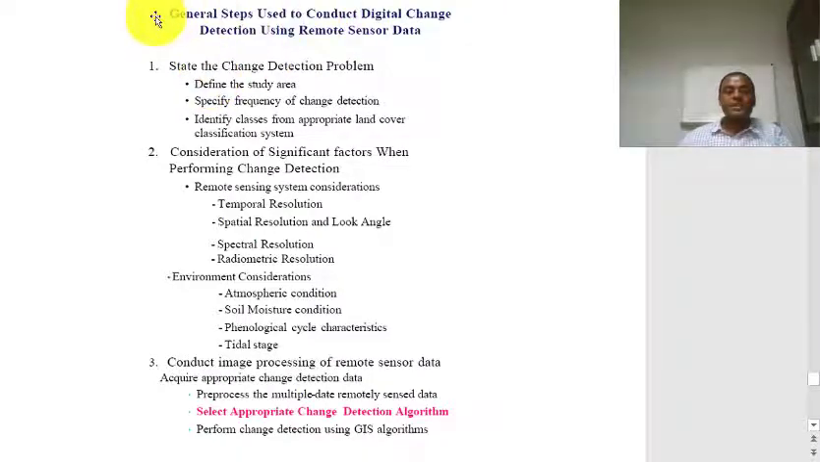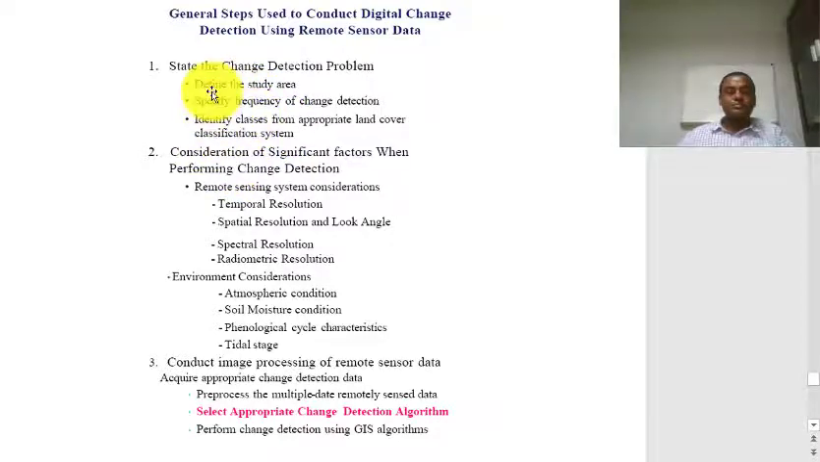There are a couple of steps that you need to follow in digital change detection analysis. The first thing you need to do is state the change detection problem. What's the problem of the change? Do you want to explain how urbanization is expanding, or do you want to explain forest loss or something like that? So you have to state that change detection problem.